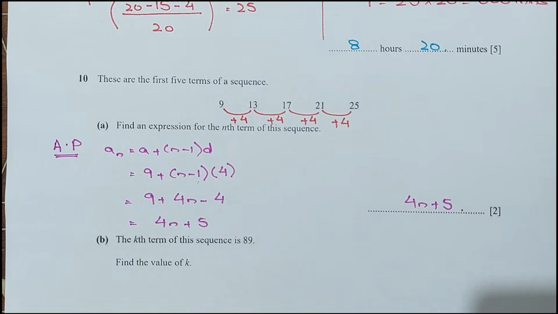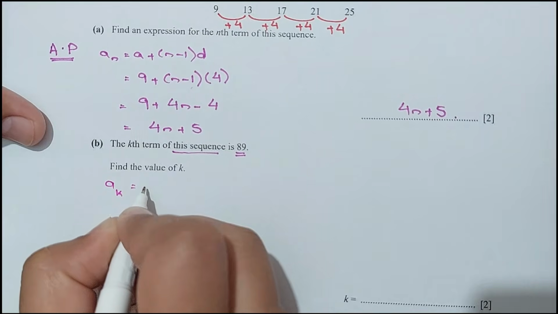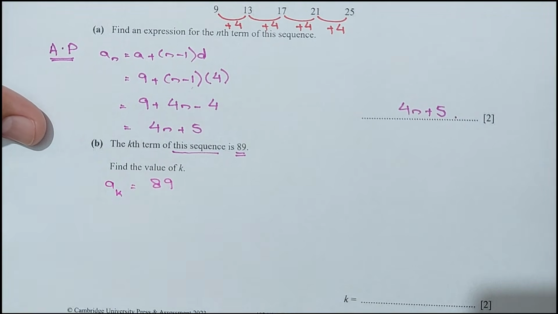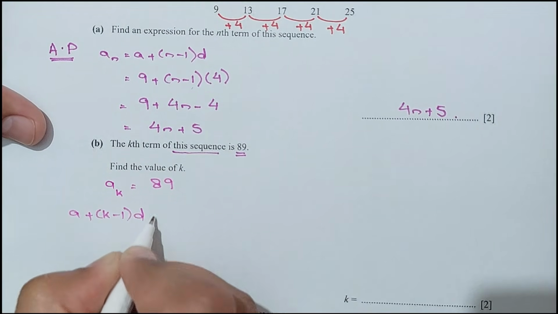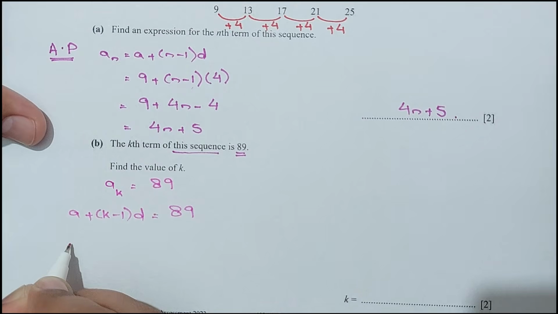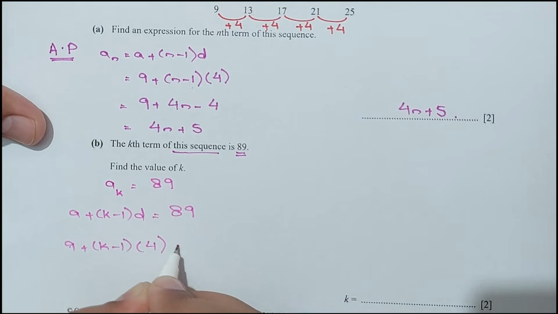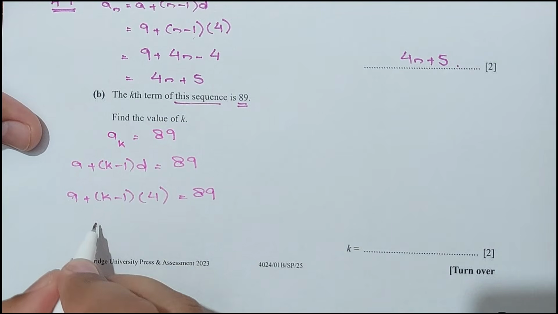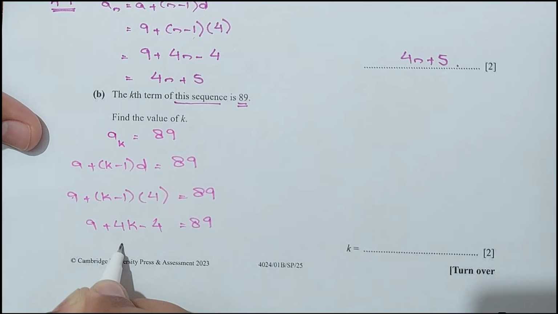Part B, the kth term of the above sequence is 89. Find the value of k. Okay, the kth term, a_k, equals 89. We have to solve for k. So a_k is a plus (k minus 1) times d. This is 89. a is the first term, which is 9, and d is the common difference, sorry, yes, 4. So this is 9 plus 4k minus 4 equals 89. 4k plus 5 equals 89.